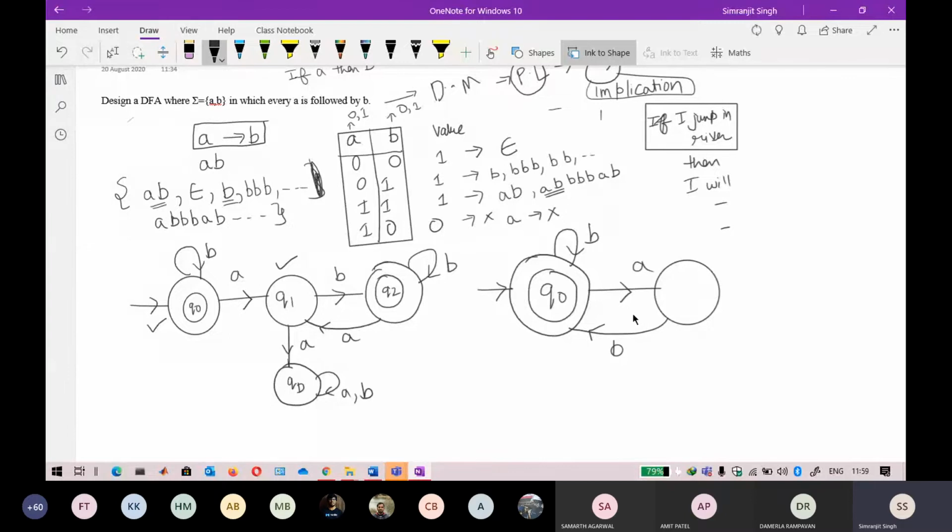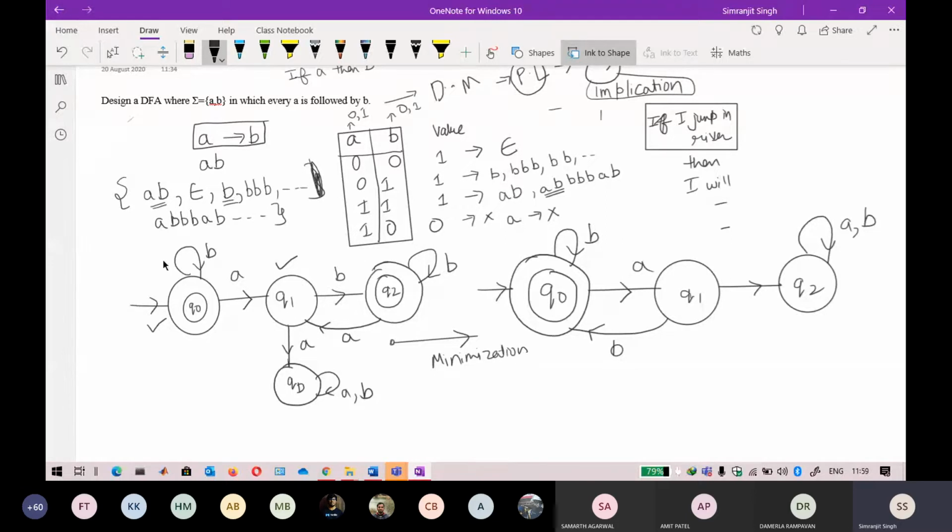So the concept is the same. After A comes, we need an input of B to reach the final state. So this is again the minimal automata. To transform from this to this is very easy. We just have to use a minimization algorithm that I will explain how to do.